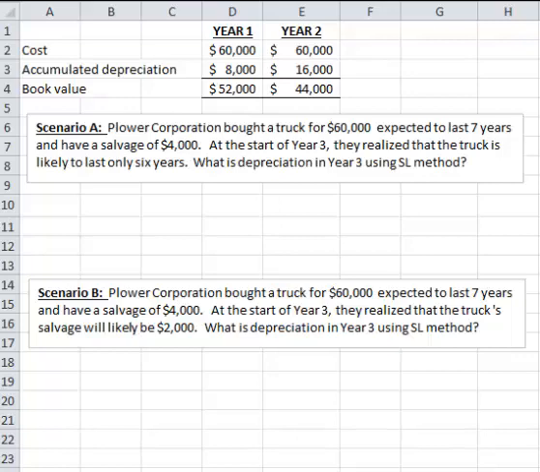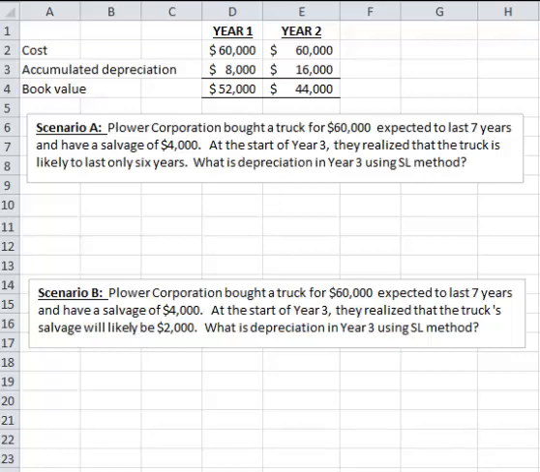But in the third year they realized, for whatever reason, the truck is being used heavily or whatever, that it's not going to last the full 7 years. That's a change in estimate. When we have a change in estimate, we don't go back and fix year 1 and year 2. We just fix year 3 going forward.